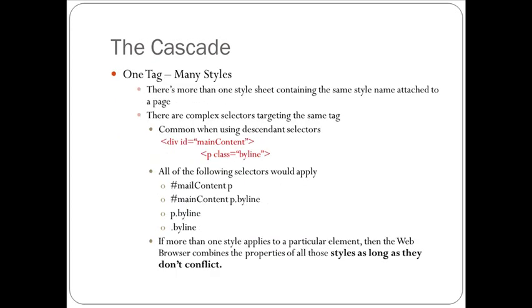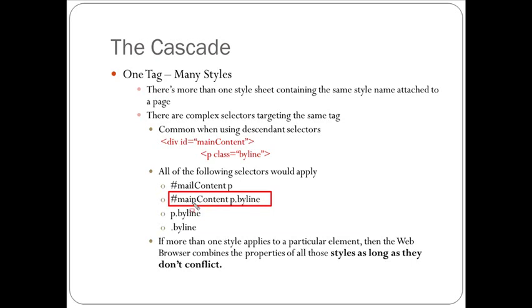So in this previous example then, if these all styled the font color and we had 4 different colors, which one would win out? If we look at these individually, a paragraph tag that's a descendant of the ID main content. You have an ID, 100 points, and a tag, 1 point. So this top one is worth 101 points.